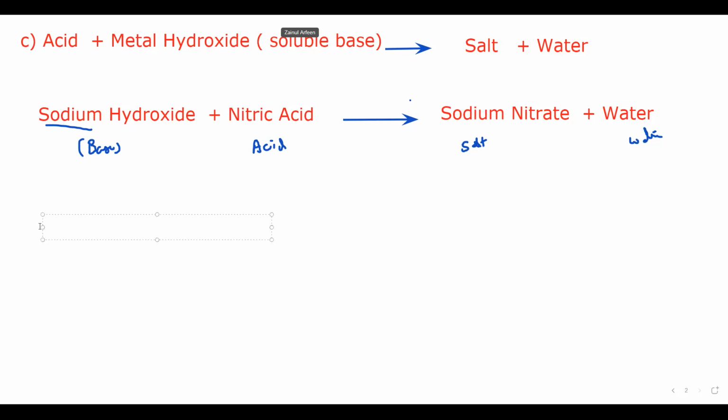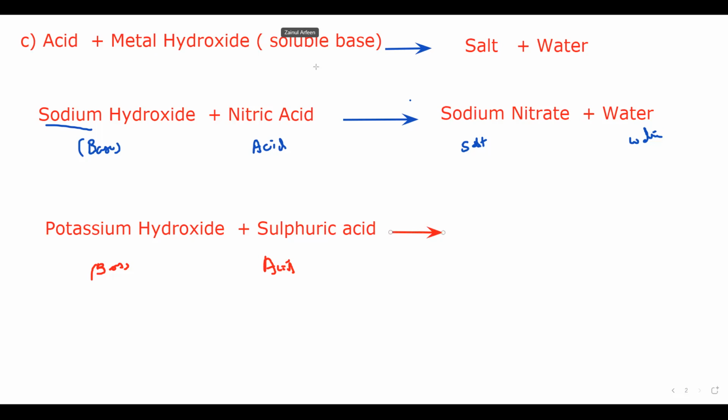Another example, if we have potassium hydroxide mixed with sulfuric acid. The first name of the salt is from the metal, starting with the metal name, and the second name is from the acid which reacts. So this is a base, and sulfuric is the acid. This will result in the formation of potassium sulfate plus water. That is the product which is formed when these two react with each other.